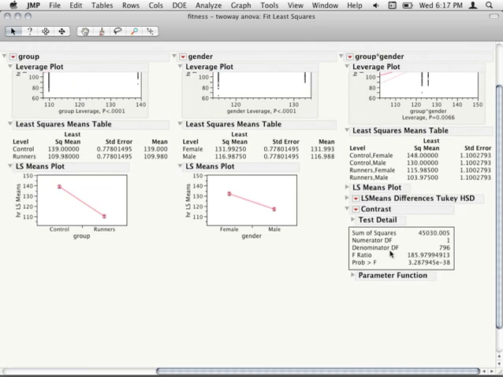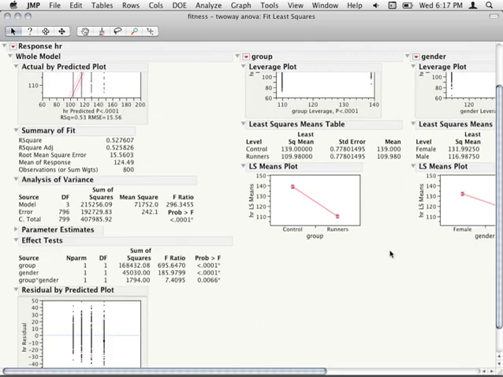And this is a 1 degree of freedom contrast, just like our effect test here is a 1 degree of freedom effect test. It only takes 1 degree of freedom to test that. There's only one difference there.